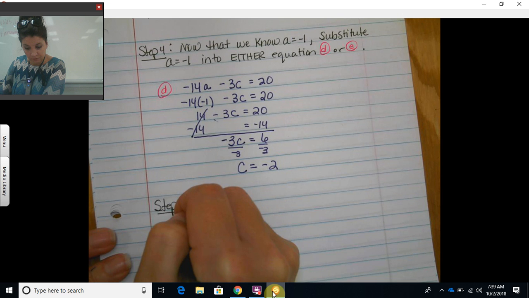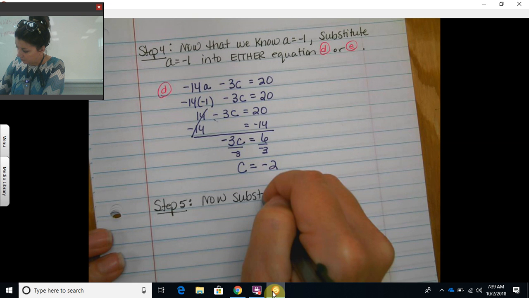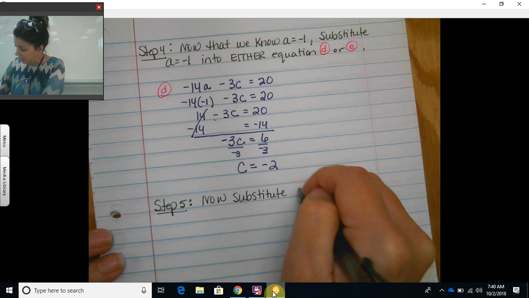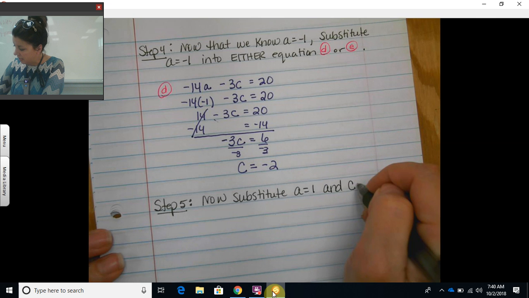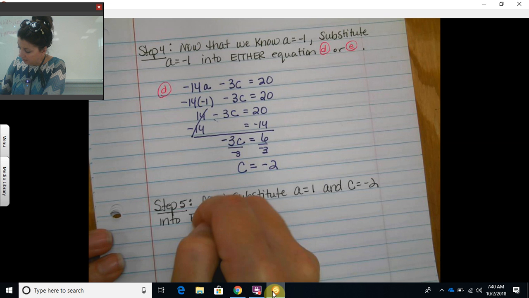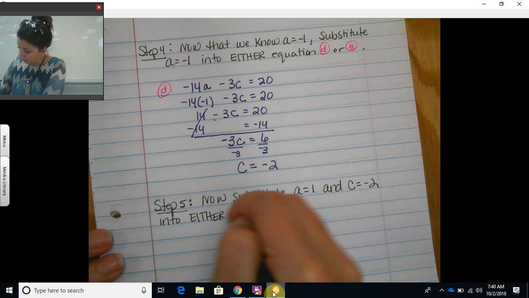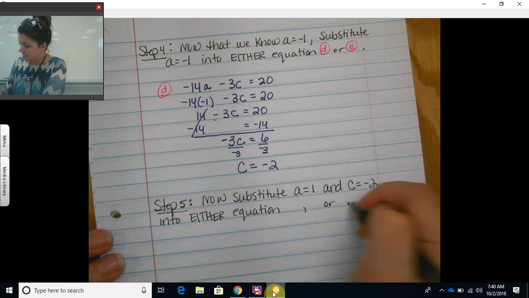Now substitute A equals negative 1 and C equals negative 2 into either equation A, B, or C.